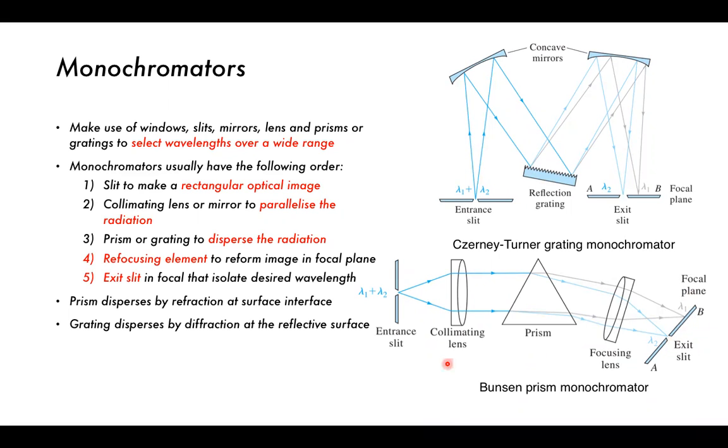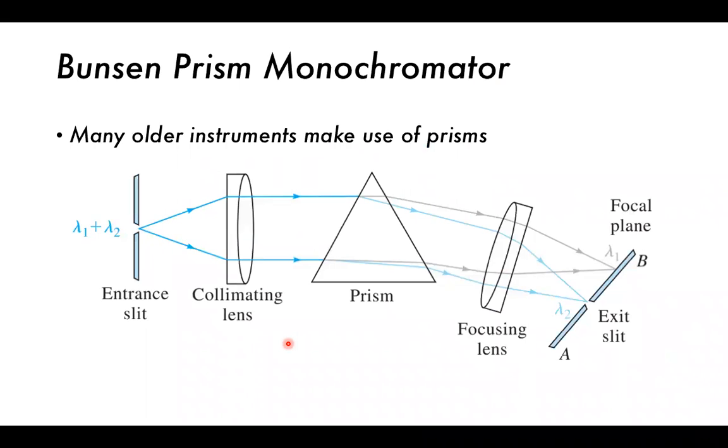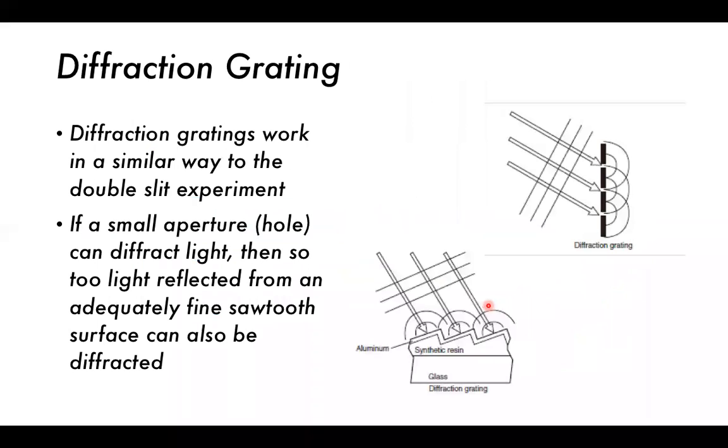A prism disperses by refraction at the surface interface, and a grating disperses by diffraction at the reflective surface. So Bunsen prism monochromators: many older instruments make use of these types of prisms that work by refraction of the light as it passes through. Diffraction gratings, then, are the ones that we'll be particularly dealing with today.